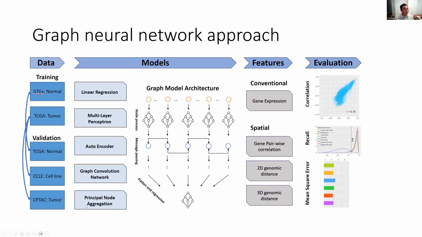It's called principal node aggregation. It's a type of graph neural network.